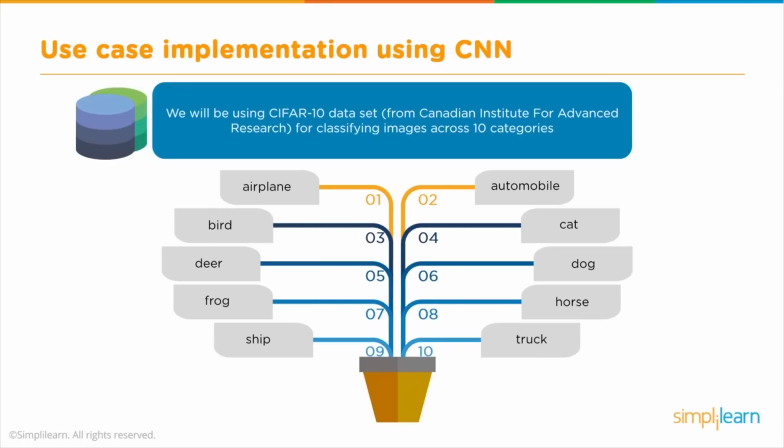So in our use case implementation using the CNN, we'll be using the CIFAR-10 dataset from the Canadian Institute for Advanced Research for classifying images across 10 categories. Unfortunately, they don't let me know whether it's going to be a toucan or some other kind of bird. But we do get to find out whether it can categorize between a ship, a frog, deer, bird, airplane, automobile, cat, dog, horse, truck. So that's a lot of fun.